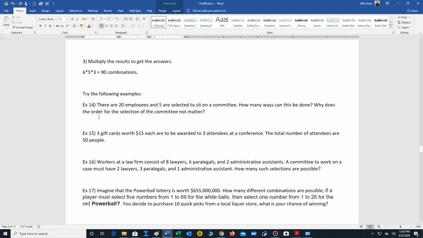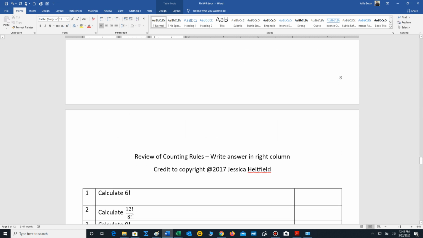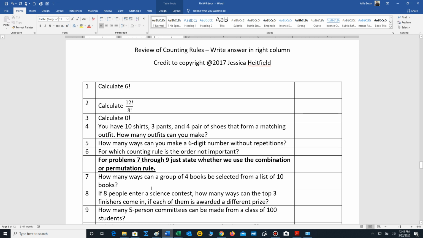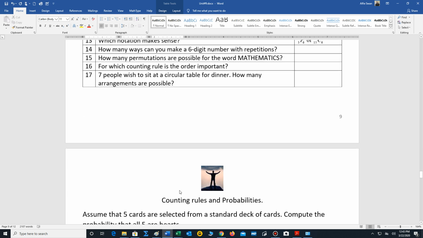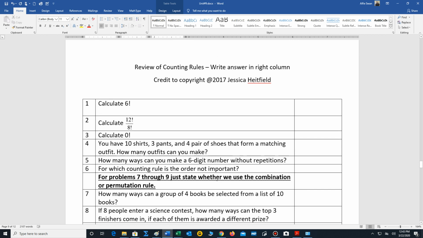Now I would like you students to go ahead and finish these other examples. And then after that, I do have another page, and this page is copyrighted by Jessica Heitfeld. I was able to use or modify some of her problems. Basically these problems are just a review of the combinatoric rules.